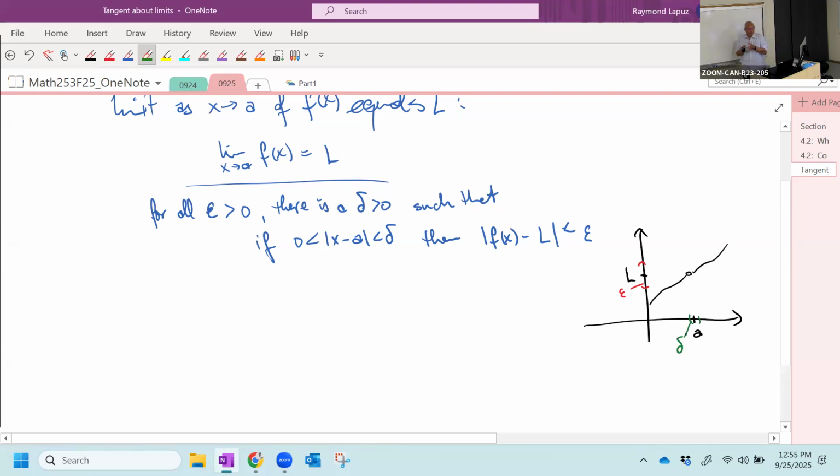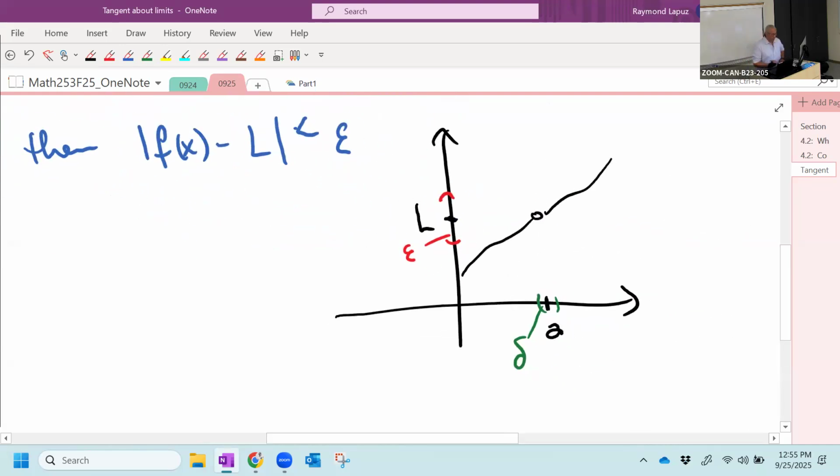Can I find a delta that's small enough so that if I pick any and every single point within delta of A, so these x values over here would be some randomly chosen x value that's going to be a distance no more than delta away from A, and if you put that into the function, that's the f of x part, then you're going to be able to capture the value within the epsilon that I gave you.